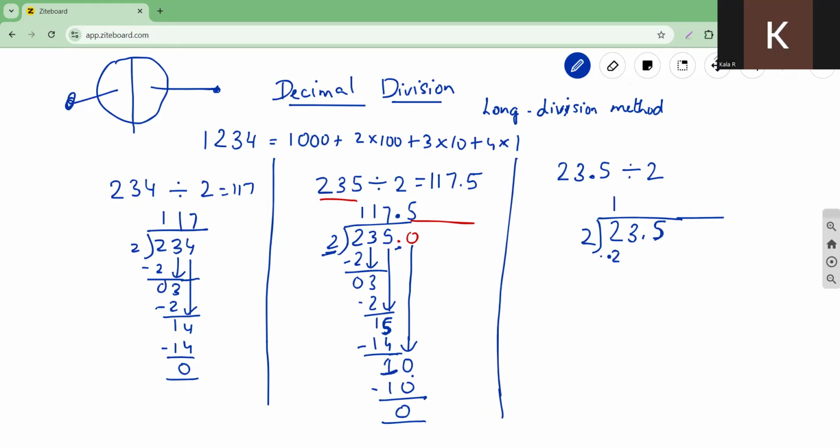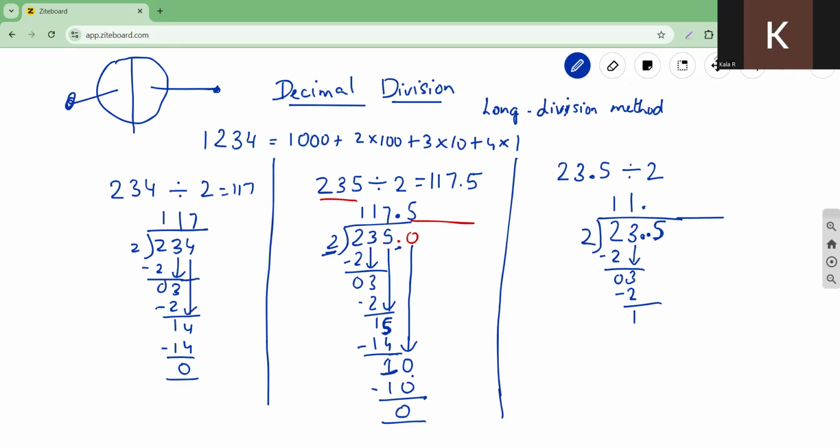2 times 1 is 2. Subtraction gives me 0. Then I take the 3 down. 2 times 1 is 2, and on subtraction, I get a 1. And now, before I go to the next digit, there is a decimal point in this. That means now I'm getting into the world of parts, right? The world of fractions, the world of decimal numbers, right?